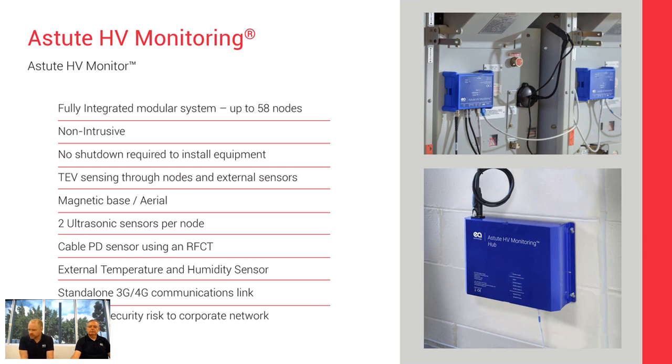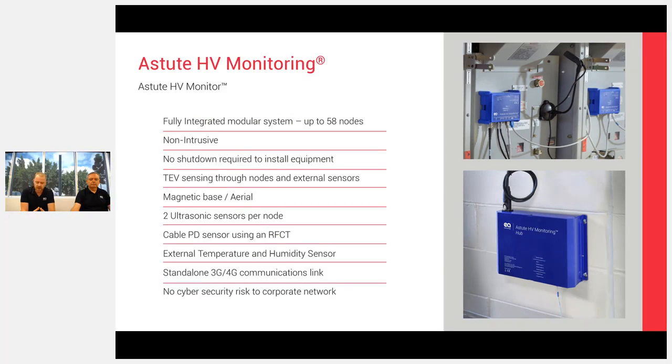On the right-hand side there, you can see two pictures. The top picture is the accessories and the nodes of the hardware, and the bottom picture is the central hub. So what you have is a fully integrated modular system that can be extended to cover how big a switchboard you want to cover. It can be brought back down if you just want to monitor a small area. All the nodes effectively get daisy chained up.